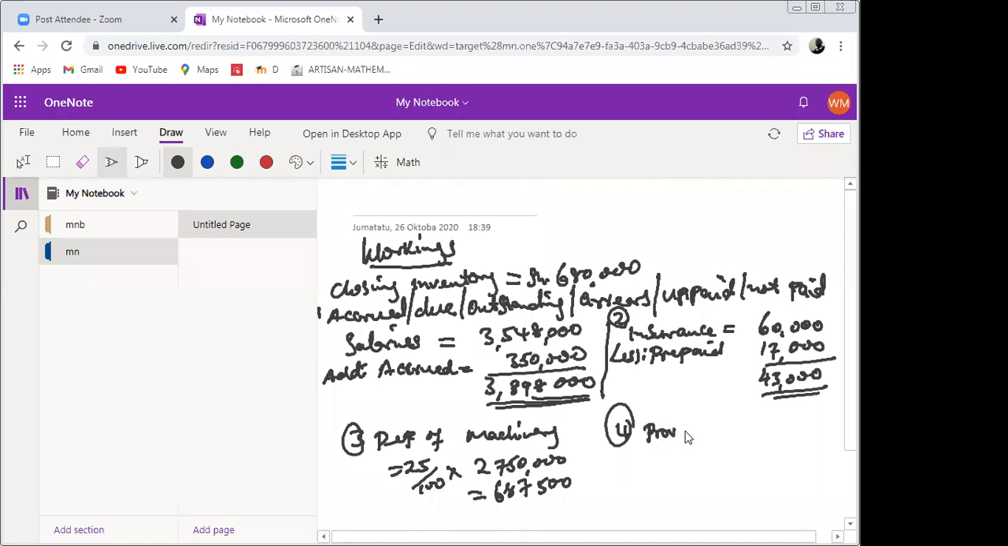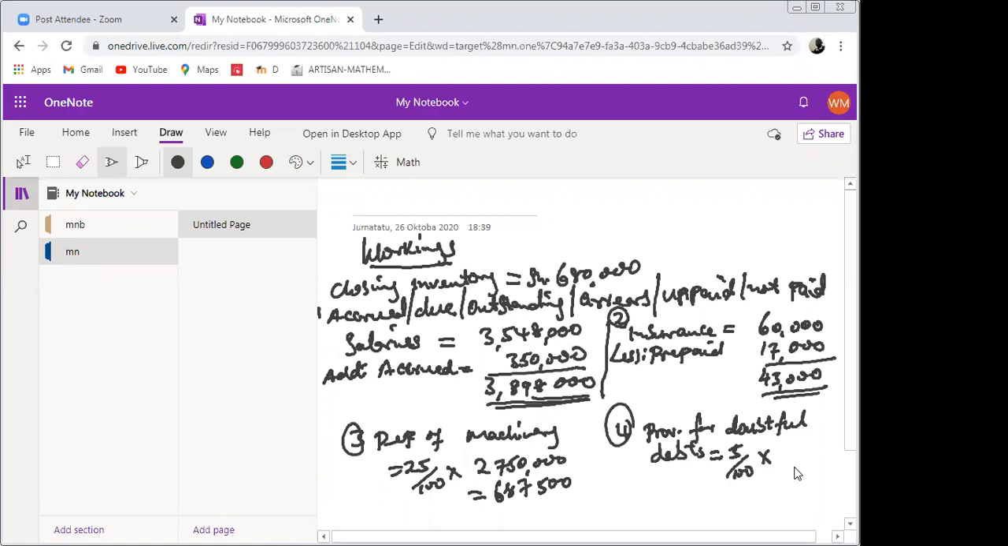So the provision for doubtful debts, we are told we provide at 5% times the accounts receivable, or debtors. So how much was the value for the accounts receivable?